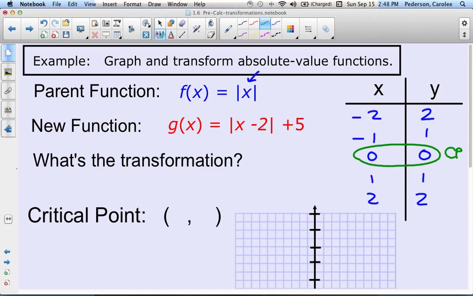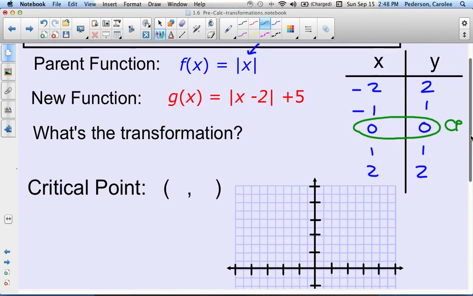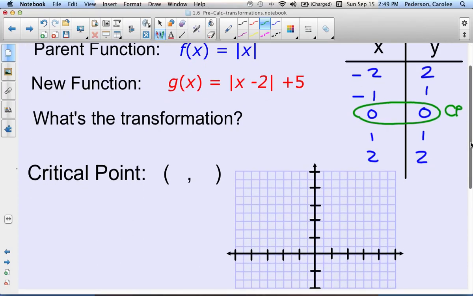So let's just graph that parent function for the absolute value of x. So we have 0, 0, 1, 1, 2, 2, -1, 1, -2, 2. There is my parent function in the blue. We say f of x equals the absolute value of x.